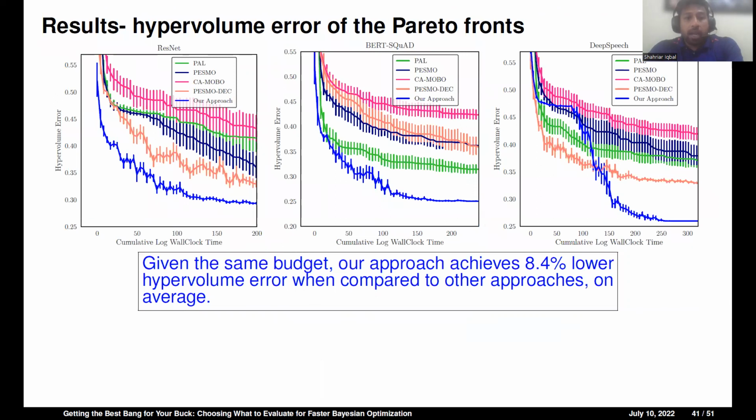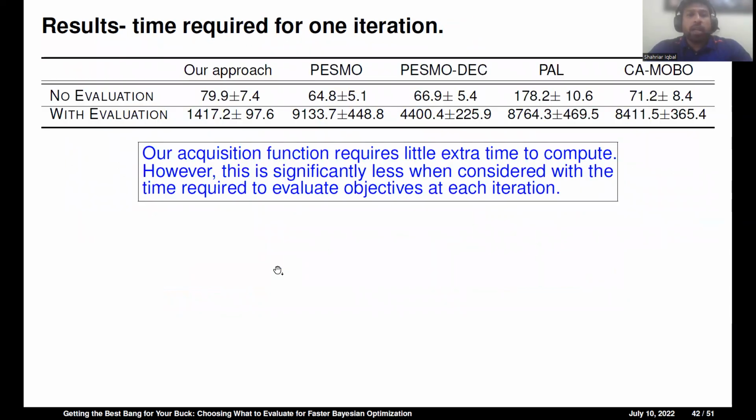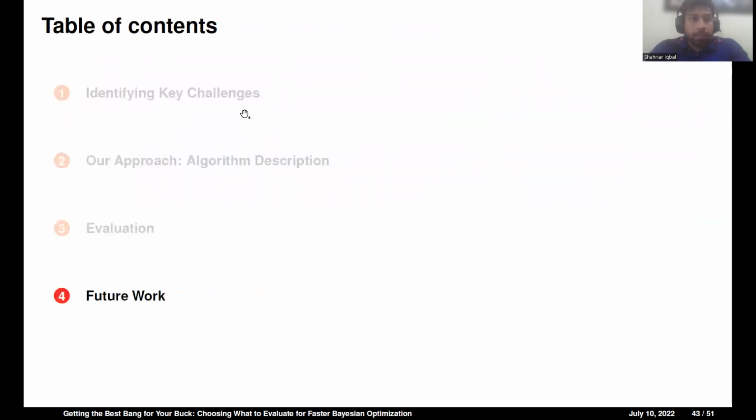We find that given the same budget, our approach achieves 8.4% lower hypervolume error compared to other approaches on average. We also find our acquisition function requires a little extra time to compute, but this time is significantly less compared to the time required to evaluate objectives at each iteration. So with evaluation, you can see it is significantly less.